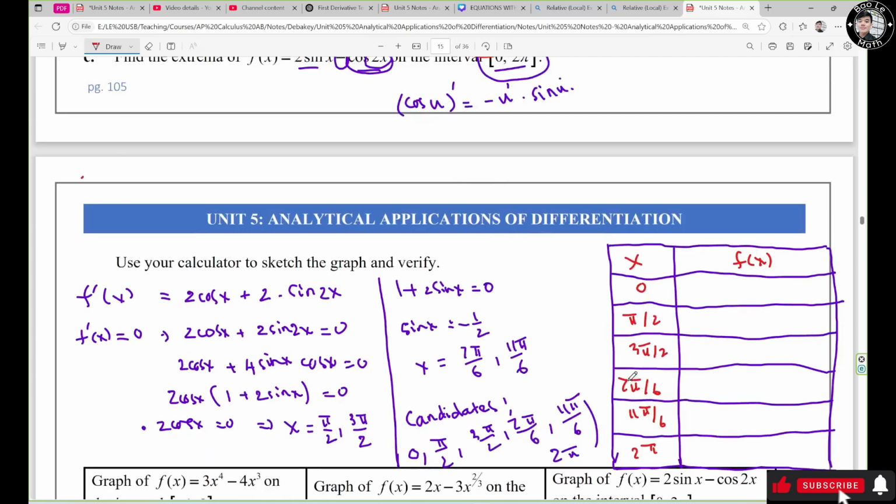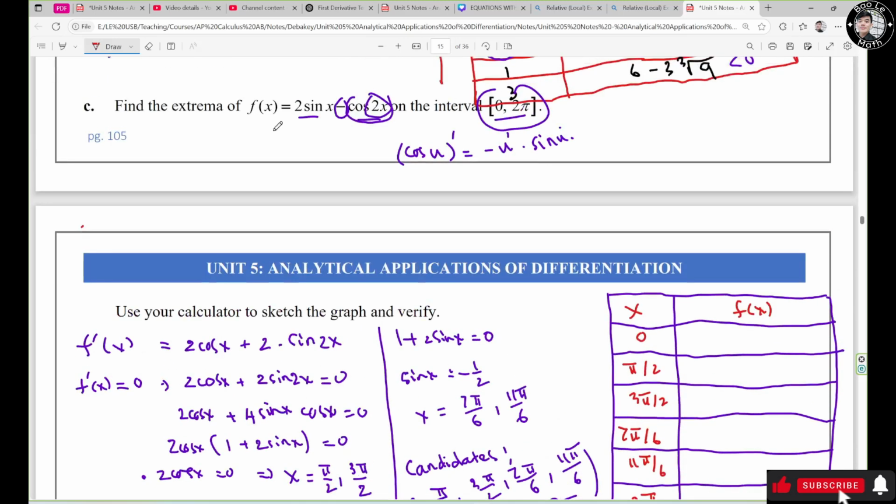Substitute these values back into the original function right here. Sine of 0 equals 0, cosine of 0 equals 1, so it will be negative 1. Now pi over 2: sine of pi over 2 equals 1, so you have 2 times 1. Cosine of 2 times pi over 2, which means cosine of pi, equals negative 1, and the negative sign right here becomes positive. So plus 1 is going to be 3.